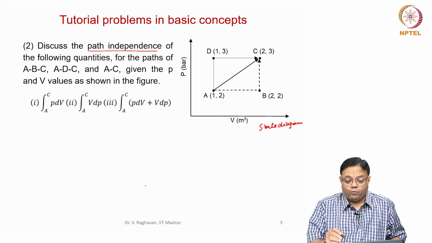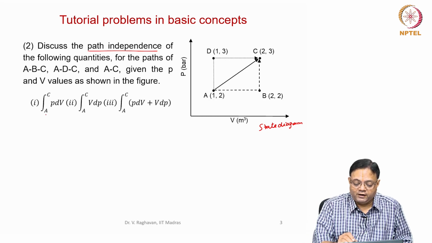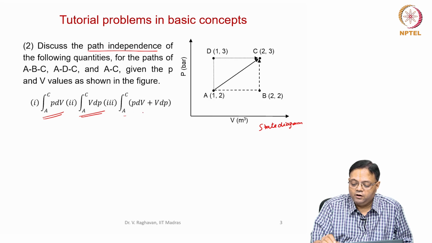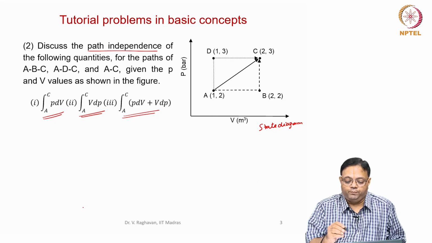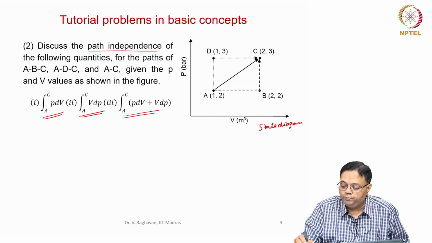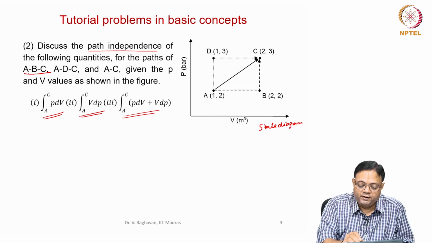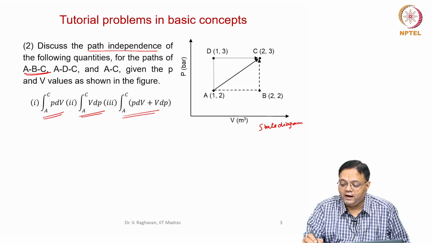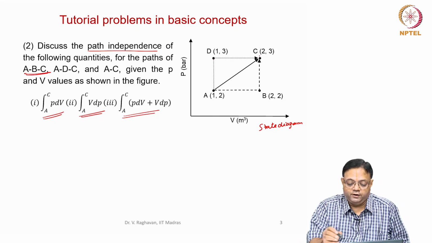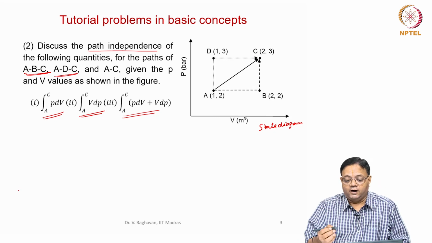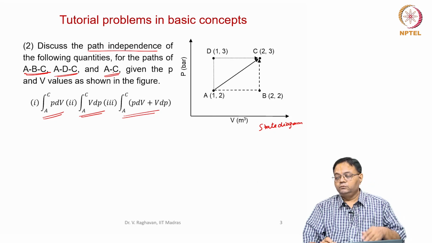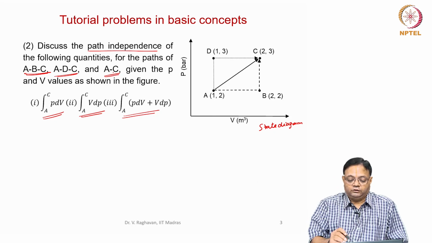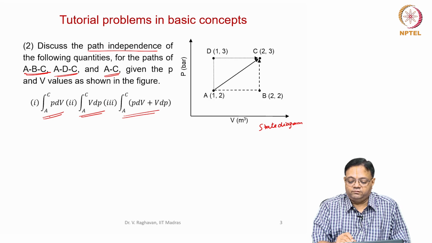Now, I want to see whether these integrals are path independent or not. I have 3 paths. One path is A to B, B to C, that is A, B, C. The second path is A, D, C. The third one is directly from A to C.